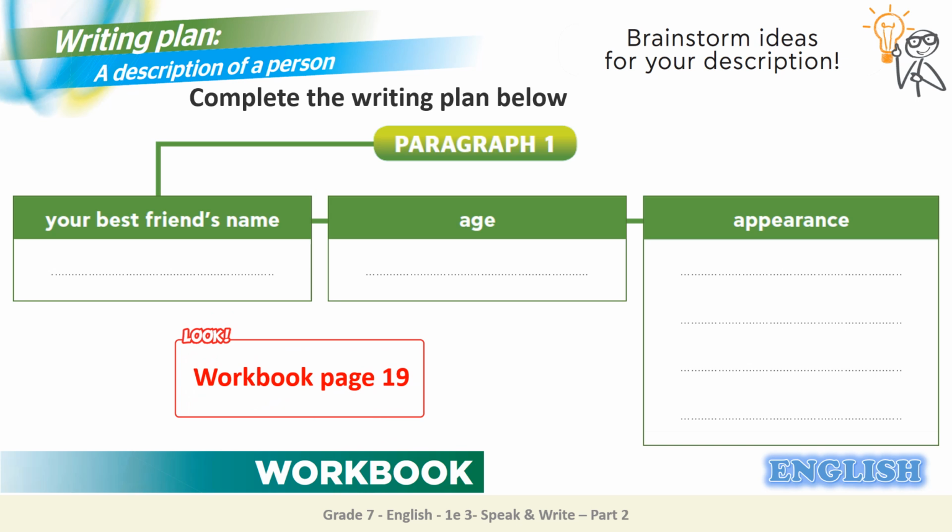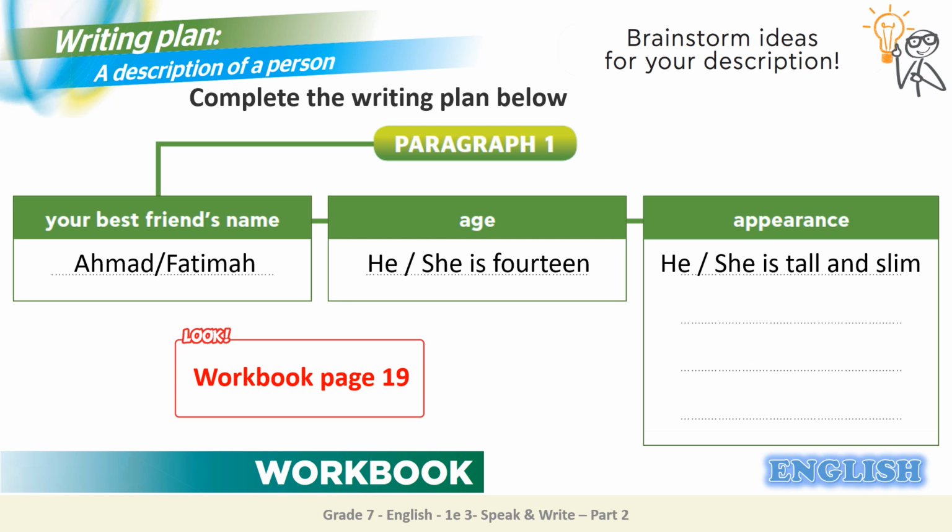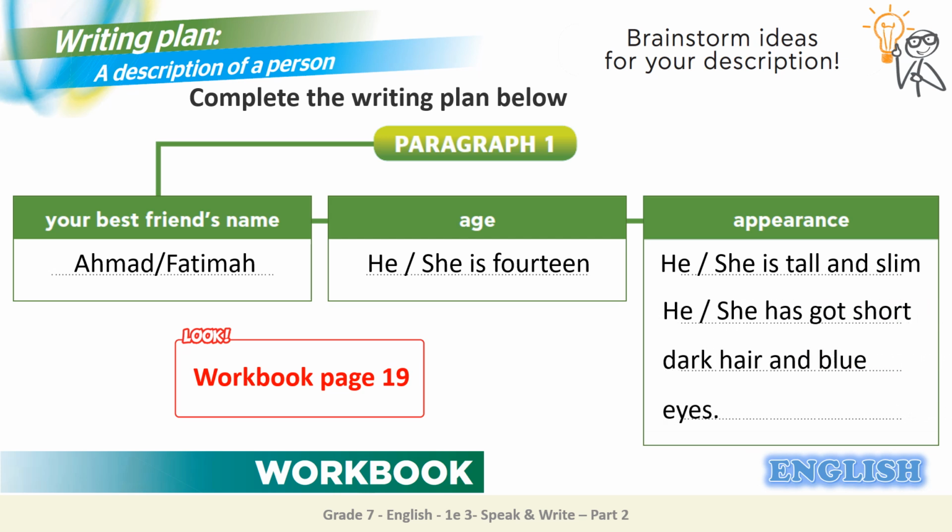Now, let's start with paragraph one. We have three points. Your best friend's name, his age, and his appearance. For example, the name we can use Ahmed or Fatima. How about the age? He or she is 14 years old. Now, how about the appearance? We have many points. We can say, for example, he or she is tall and slim. Also, he or she has got short dark hair and blue eyes.